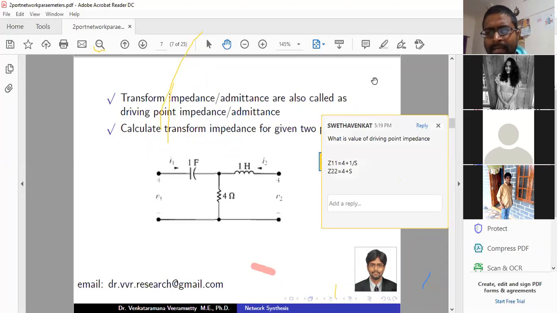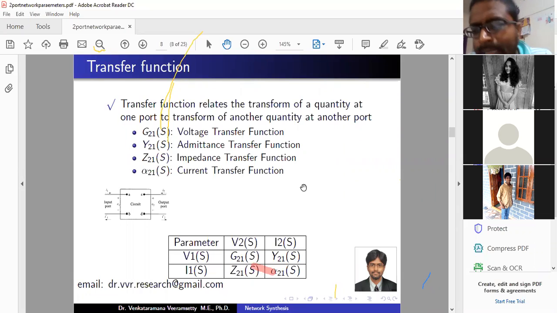So I am giving this example to create awareness about what is meant by the driving point impedance. Already we discussed all things, but to clearly tell what the driving point impedance is, I am taking this small example. Next. Good, so that's over.